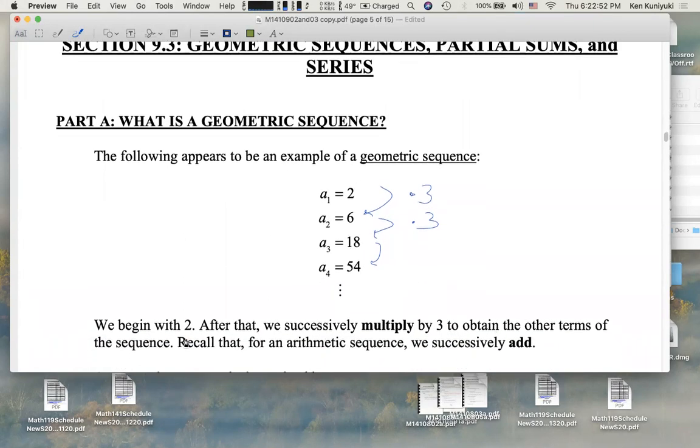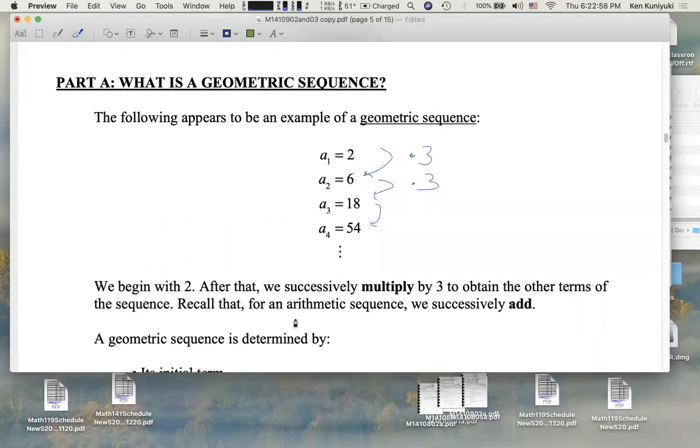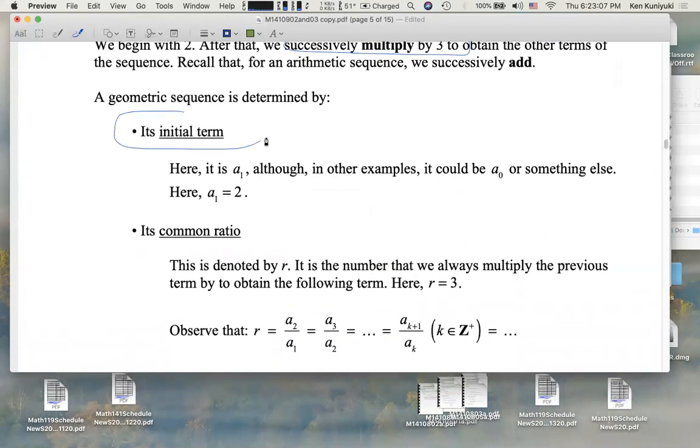Here we begin with 2. After that, we successively multiply by 3 to obtain the other terms. Unlike for an arithmetic sequence where we added, here we're successively multiplying by 3. So a geometric sequence is determined by its initial term. We normally start with a sub 1, which is 2 here, right?